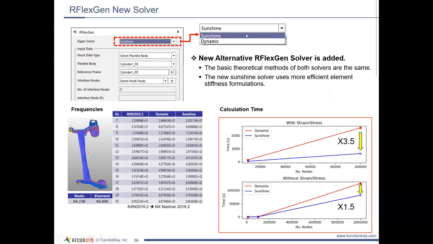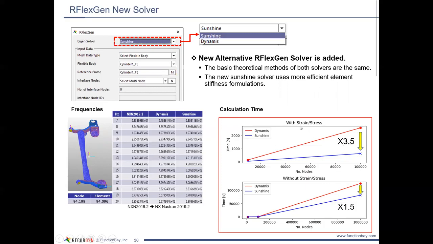So if you're in the middle of a particular project and you want to install and start using V9R4, then maybe you want to stay with the Dynamis solver just for consistency's sake. But then once you start a new project, then you can try out the Sunshine solver. And as we look here in the lower right, this gives us some kind of indication.